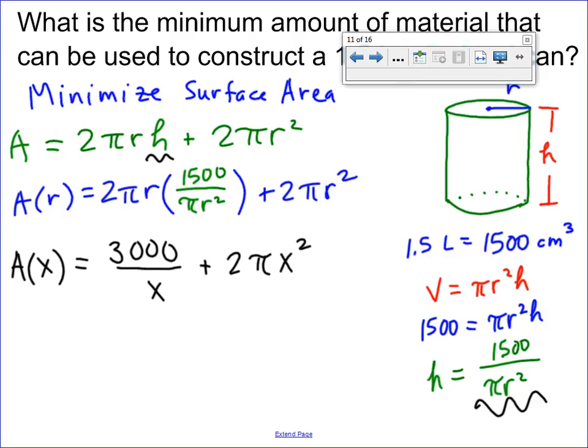We've got 2 other tools in our calculus tool bag. All right, so what are we going to do? A prime. Let's do it. So A prime of x equals the derivative of 3,000 over x, which is the power rule, negative 3,000 over x squared, plus the derivative of 2 pi x squared, which is 4 pi x. Is that right? That's pretty easy.